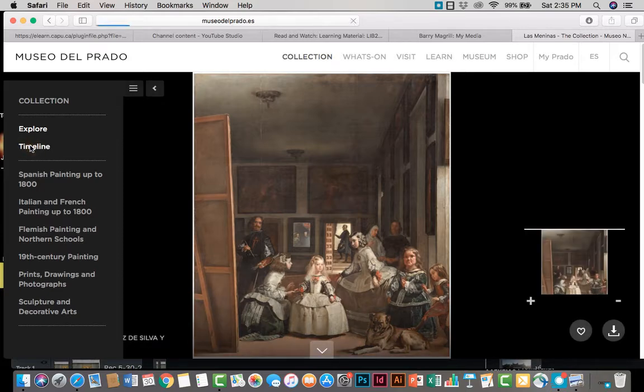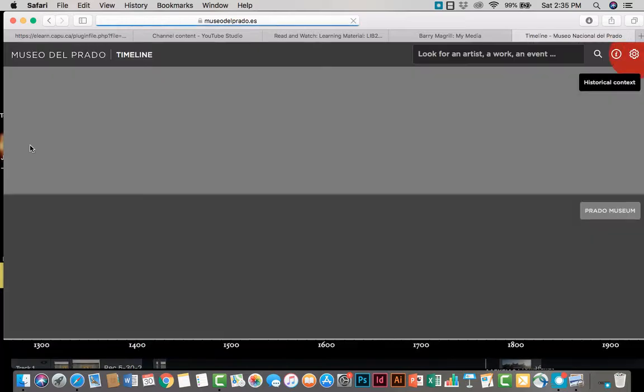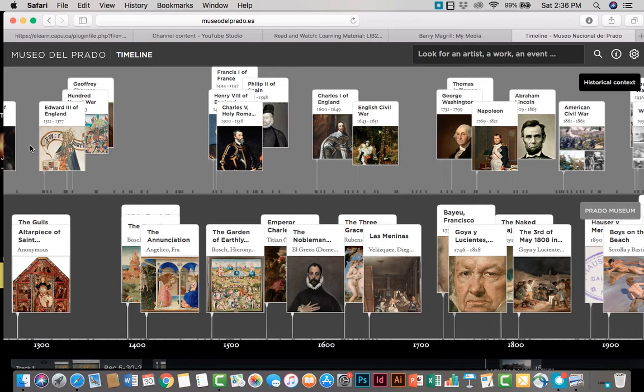If I click timeline here, this is a really great tool to show you at a glance what the entire collection of the Prado looks like chronologically. And this can be very difficult for people new to art history because they don't understand when things happened in relation to other things. So we can see that along this timeline they've got some early medieval work, some Renaissance, and then Baroque paintings here in the 1600s. And then some romantic work in the 1800s, and you can explore each and every one of these. Here's Las Meninas on that scale.